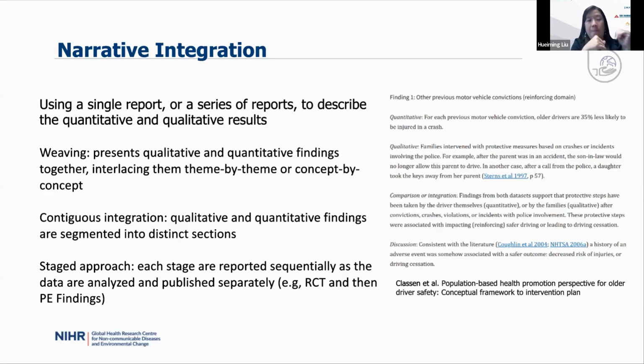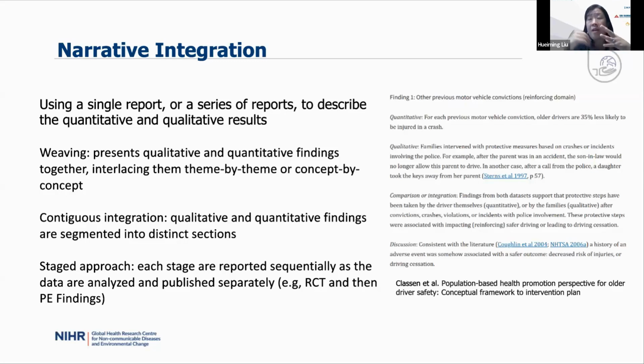So, for example, we did a pilot feasibility trial, but we also did a process evaluation. In that one, we very much presented the findings of the pilot RCT, here are the tables, and then we went through the qualitative findings. So, into distinct sections in terms of how you present it, integrate it. And lastly, a staged approach where each stage is just reported sequentially, analyzed and published separately.